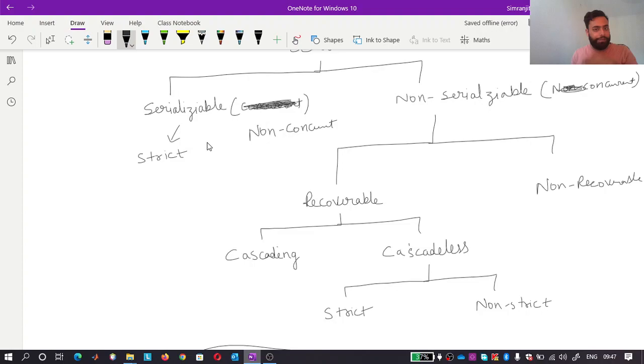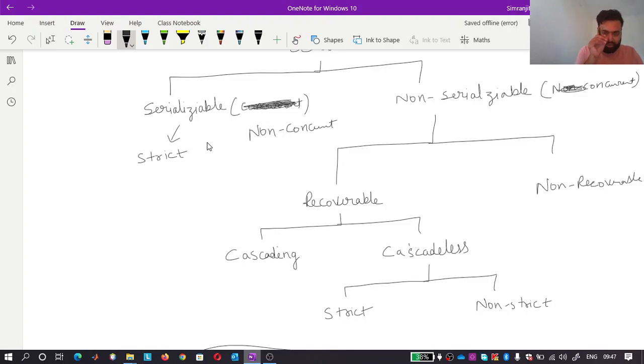Because it will never face any problem, since one transaction is completed fully, and only then do we move on to another transaction in the schedule. By definition it is strict here, because you already know in a strict schedule you are supposed to read or write from another transaction only if that transaction has a commit statement. Serial schedules will always follow that because they are non-concurrent.